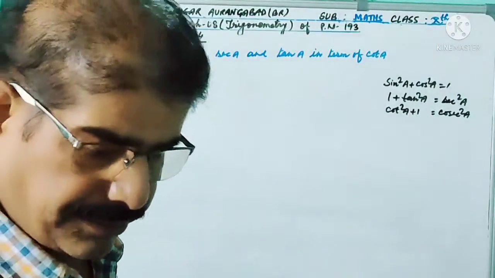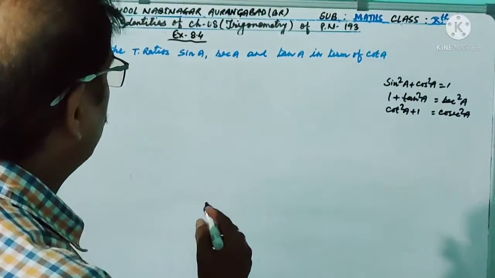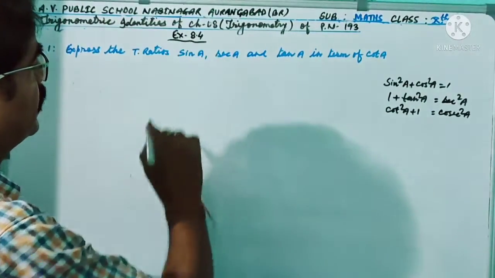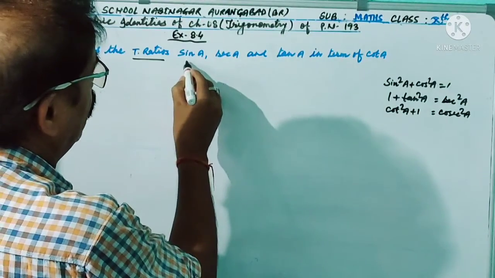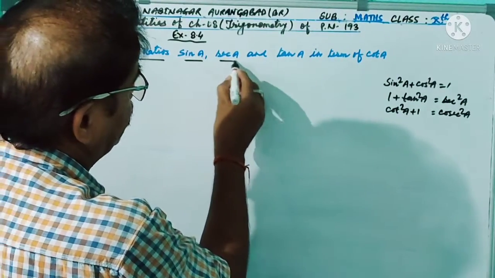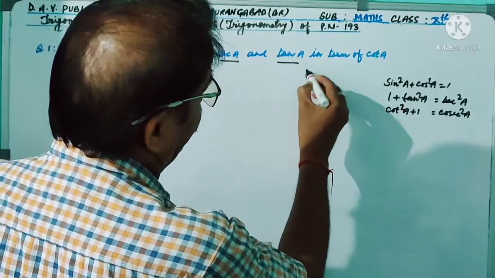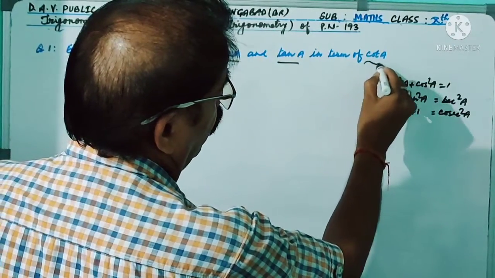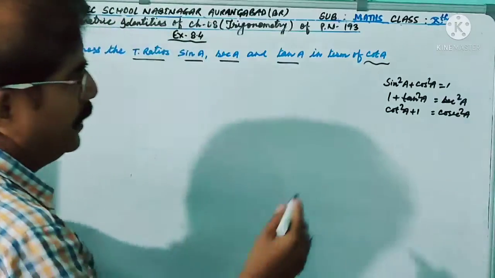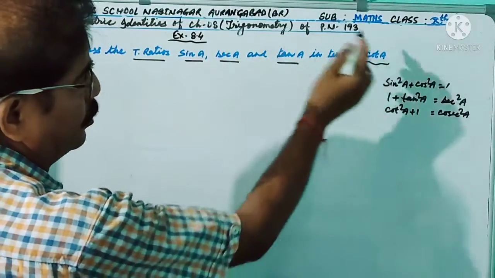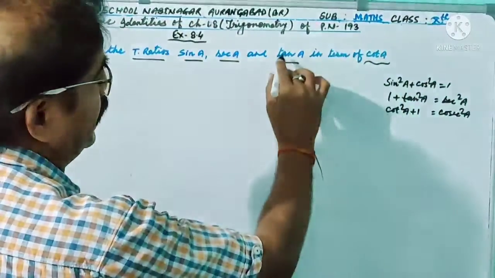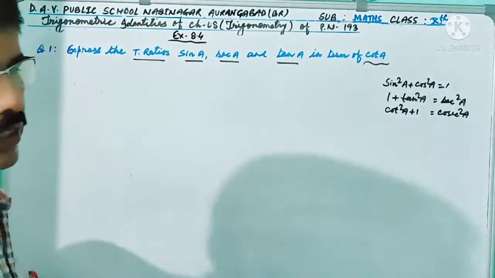Dear students, your first question of exercise 8.4 is: express the trigonometric ratios sin A, sec A and tan A in terms of cot A. Using these identities, convert sin A to cot A, sec A to cot A, and tan A to cot A.